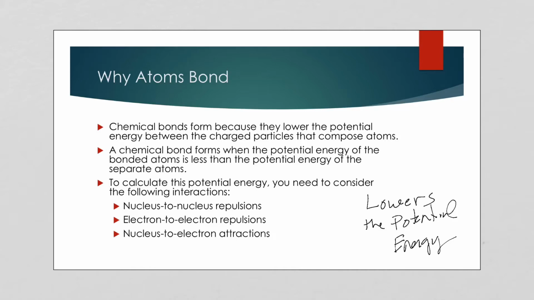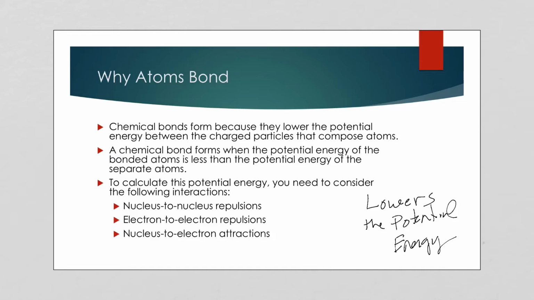Okay, so we lower the energy between the particles involved in the bonding. So what does that mean? Well, if we take individual atoms, of course, they have a certain potential energy. So there is something about bringing those atoms together to form a chemical bond that lowers the potential energy. So the energy of the bonded atoms is lower than if they were on their own, right?